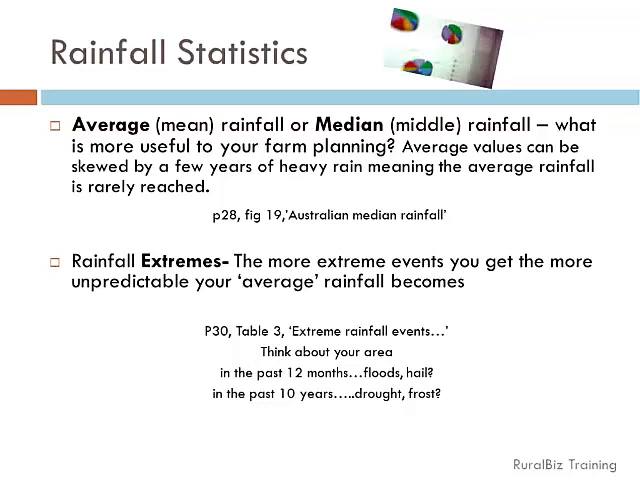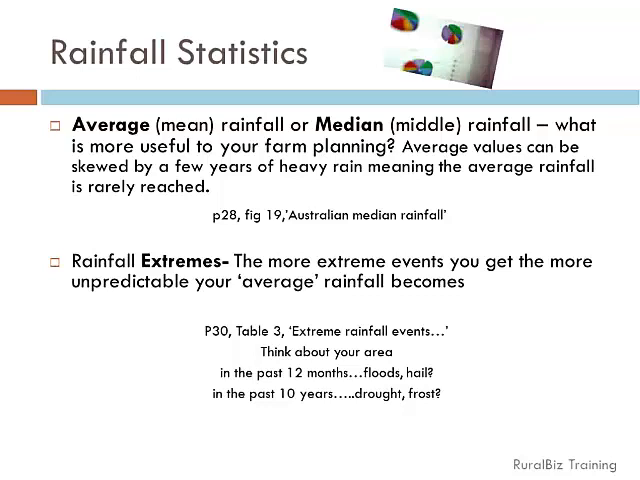So if you're only working with 20 or 30 years of figures, the average figure can give you an unlikely amount for what you might expect from year to year. The median figure is probably a better figure to look for. The more extreme events you get, the more unpredictable your average rainfall becomes.